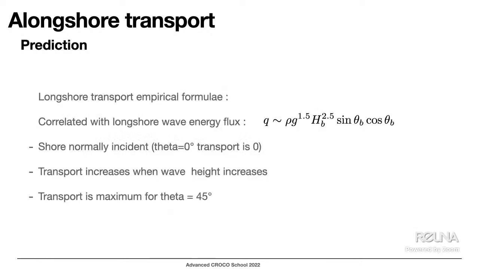And in terms of prediction, there are some empirical formulas to compute this longshore transport. If we assume that it is correlated with the longshore wave energy flux, we get this formula, where HB is the wave height. You can see that if the waves are normal to the shore, the longshore transport is 0. Also, transport increases when wave height increases, and longshore transport is maximum where the angle of incidence of the wave is 45 degrees.